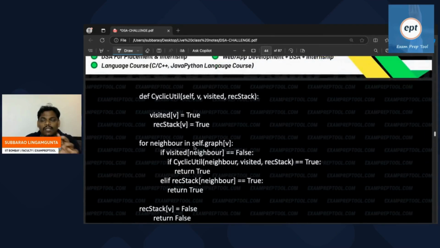Already visited, but unfortunately it is not there in the stack. Then it is not a cycle. So you can see this example. You will get the clarity.